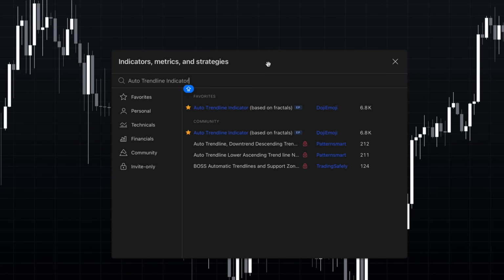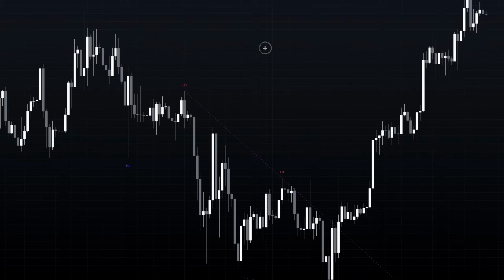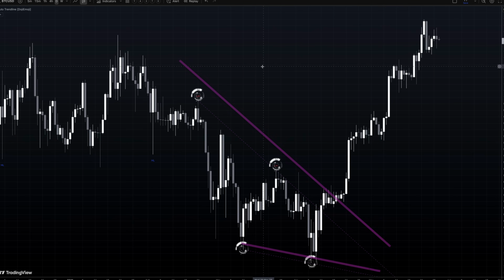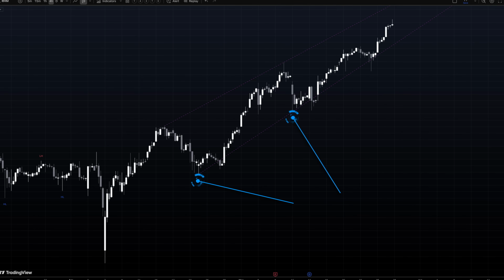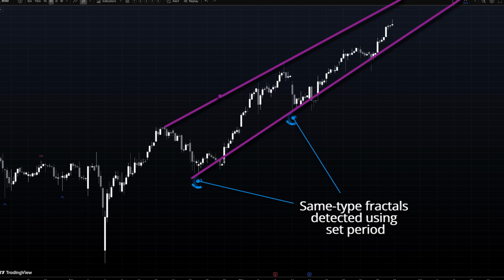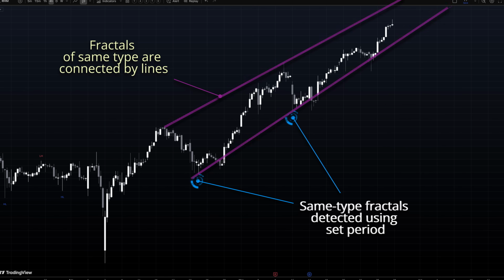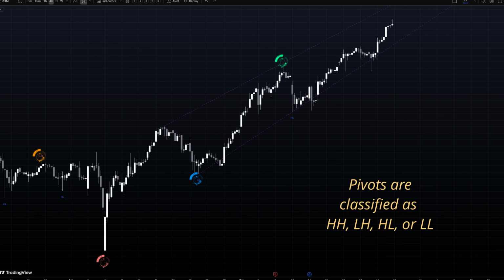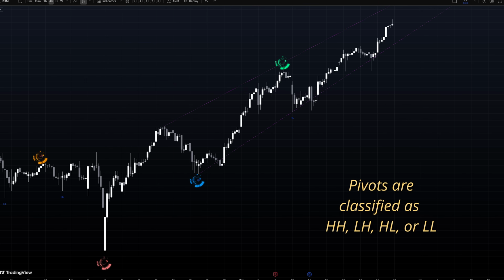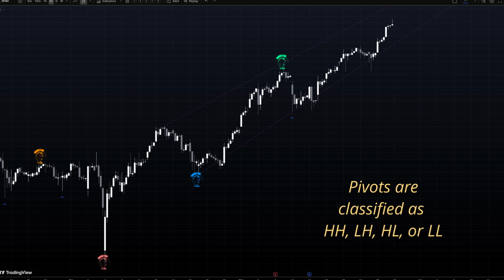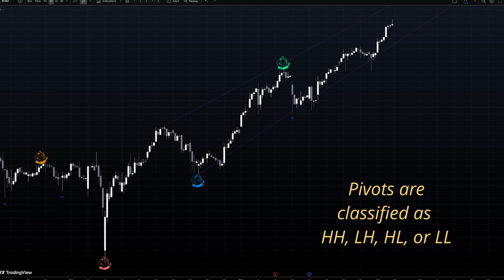Auto Trendline Indicator based on fractals. Created by Doji Emoji, this Pine script indicator automatically generates trend lines by connecting recent fractal points identified through pivot high and low analysis. Fractals are detected using configurable period settings, and lines are drawn between consecutive points of the same type. Using a default 10-period lookback, the indicator categorizes pivot points as higher highs, higher lows, or lower lows.